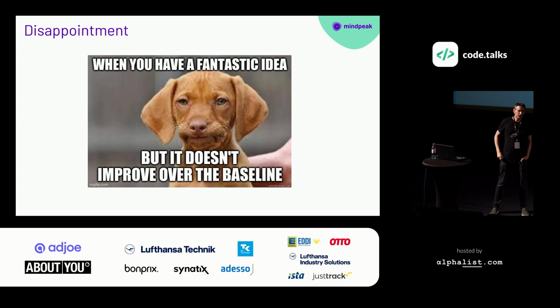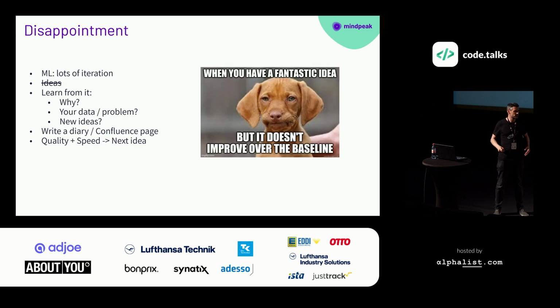Okay, now let's talk a little bit about disappointment, because often you end up in a state where you think you have a cool idea, you read a cool research paper, you implement it, but then it doesn't work. It doesn't help, your baseline is still better, and you're kind of frustrated. But I think that's normal in machine learning, so you need to iterate a lot. You often fail, that's normal. Ideas don't matter so much. It's more about measuring and improving your metrics and seeing where you can actually improve.